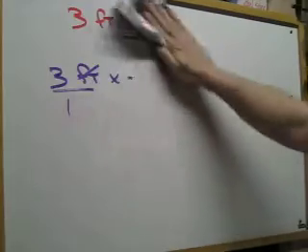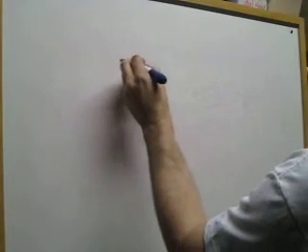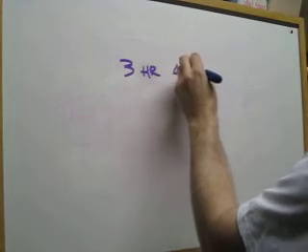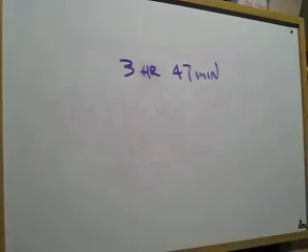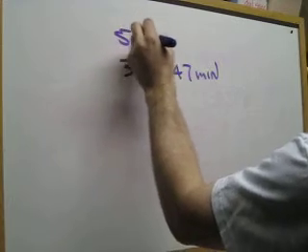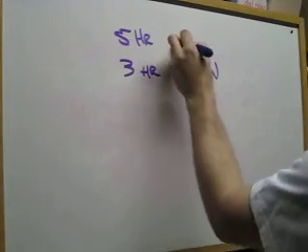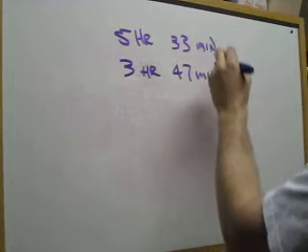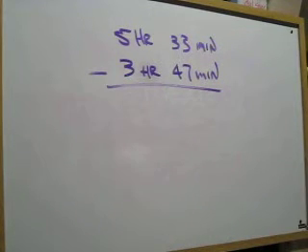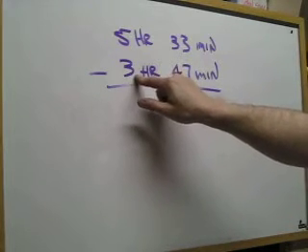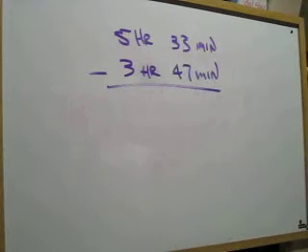Probably should do another one with time. The time one gets a little bit confusing. Let's see if we can find one where we're subtracting. 26. Subtract 3 hours, 47 minutes. Subtract that from 5 hours, 33 minutes. Make sure you put these in the right order. It doesn't say 5 hours, 33 minutes minus 3 hours. It says take this away from this. So that's why it's written that way.